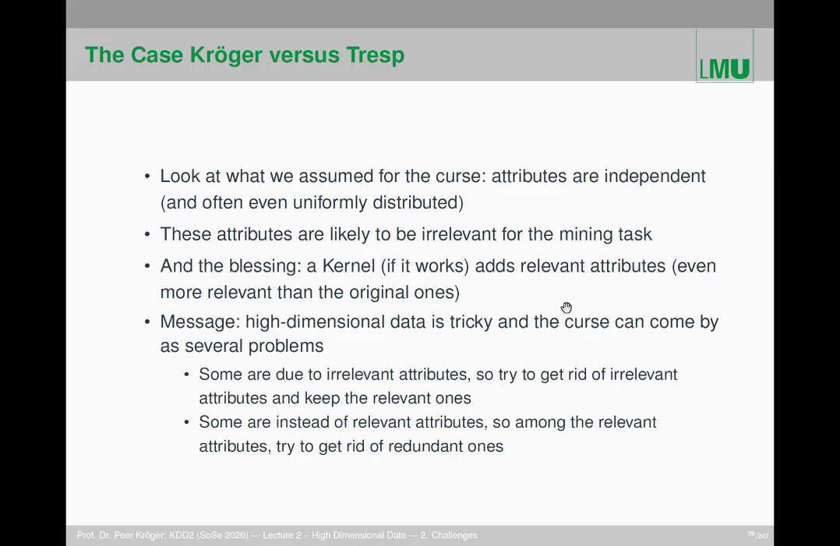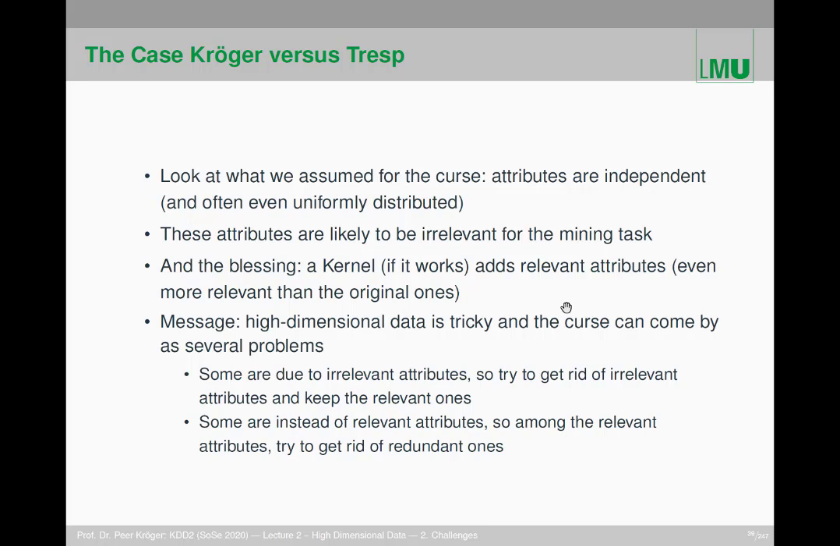On the other hand, the blessing says, well, if you add really, really relevant attributes for your task, pumping it up with derived features that somehow express quadratic relationships or quadratic patterns, for example in a quadratic kernel, that works. You add relevant attributes. So even if you add more relevant attributes, so pump up the dimensionality, it is a blessing.